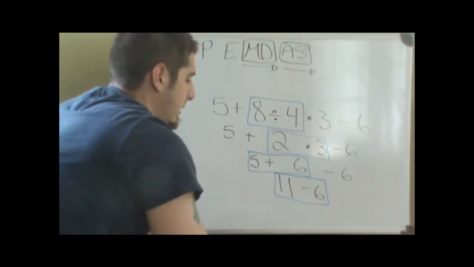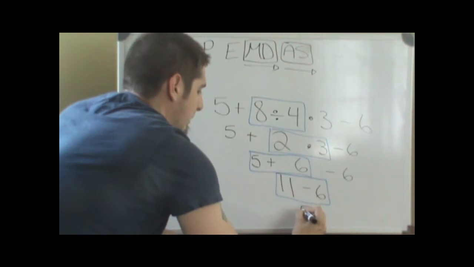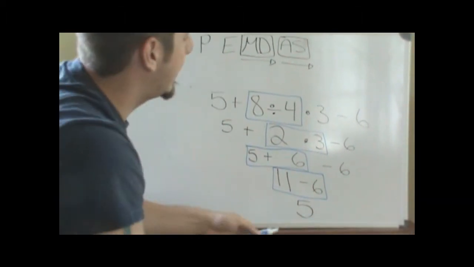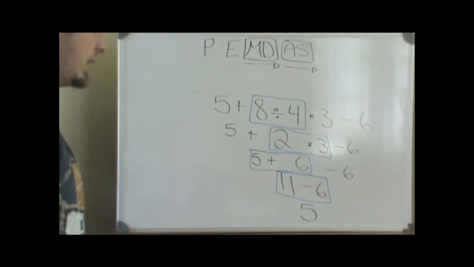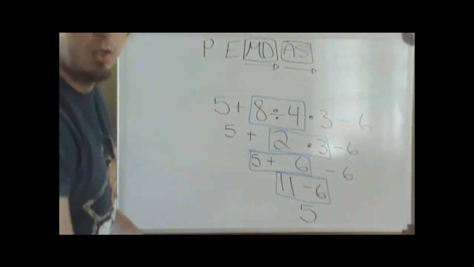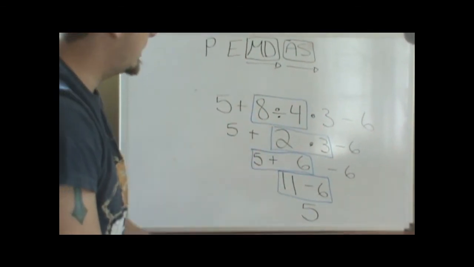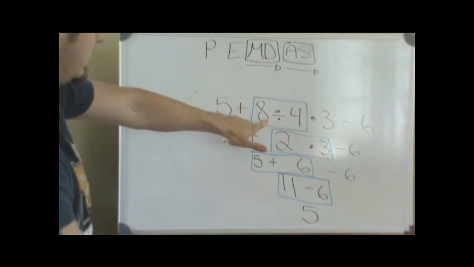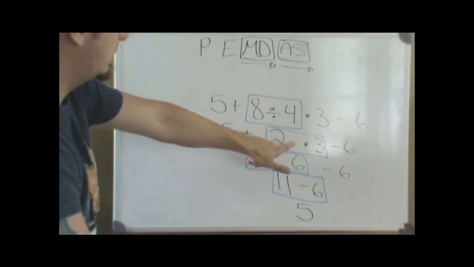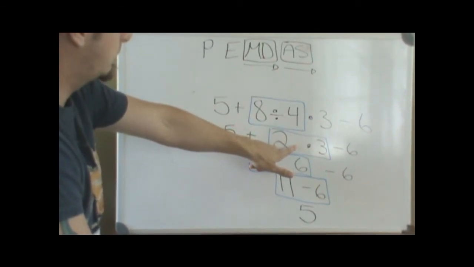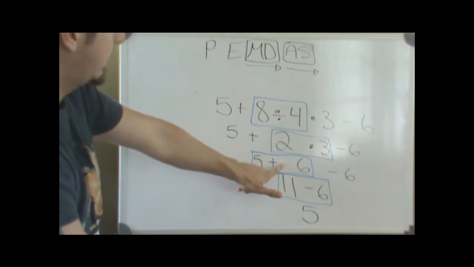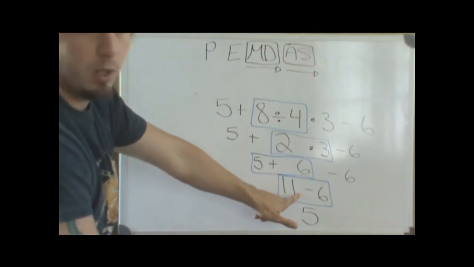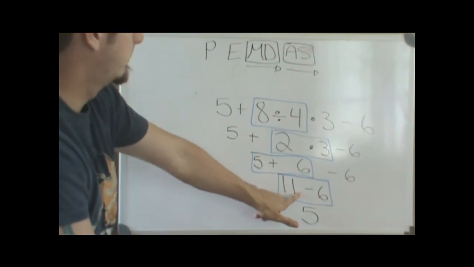And 11 minus 6 is 5. So I finished the problem with an answer of 5. And if you take a look at the problem, you can actually go through and it's very easy. Here's step 1. You can see I did 8 divided by 4. You can see step 2 was 2 times 3. Step 3 was 5 plus 6. And step 4 was 11 minus 6.